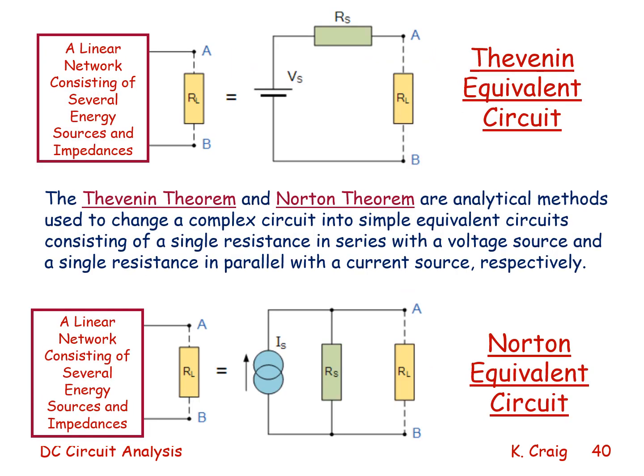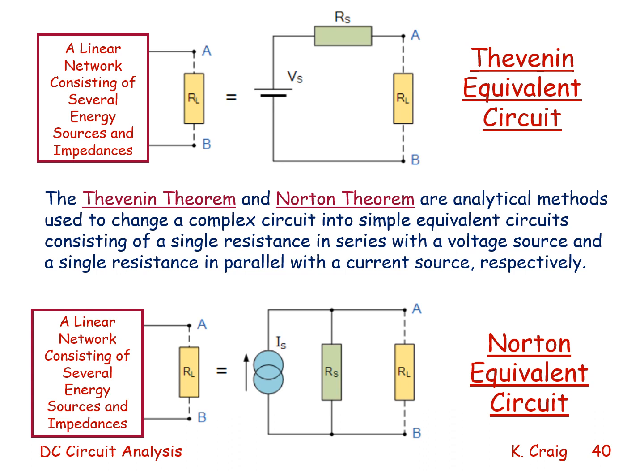We now turn to two very useful concepts in analyzing complex linear systems: the Thevenin equivalent circuit and the Norton equivalent circuit. In each case, the starting point is a linear network consisting of several energy sources and impedances. It does not have to be resistances. It can be impedances of resistors, capacitors, inductors in any combination, as long as the combination is a linear one.